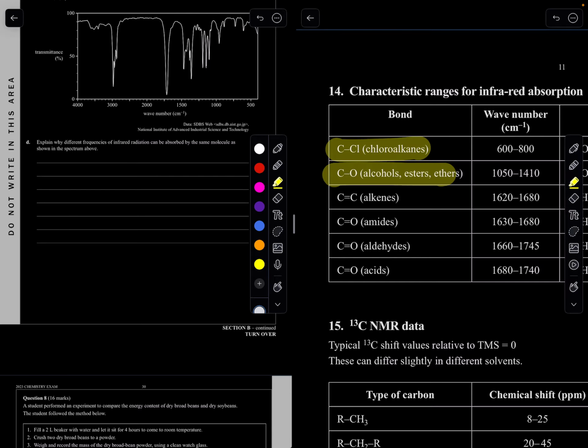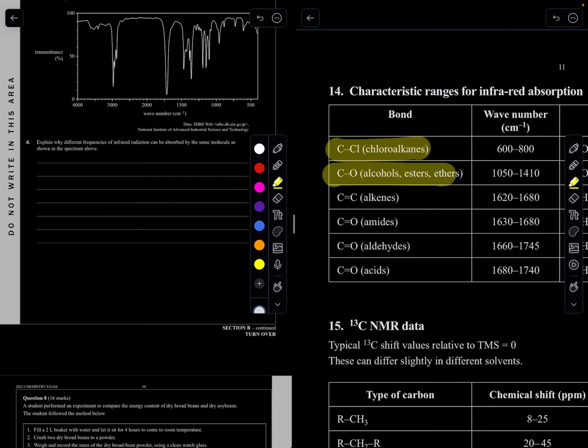Other things can also affect it, for example, the size of the molecule. If the molecule is very large in size, it's going to absorb much more of that infrared, and so it will need more energy to vibrate and stretch to create those wavelengths.